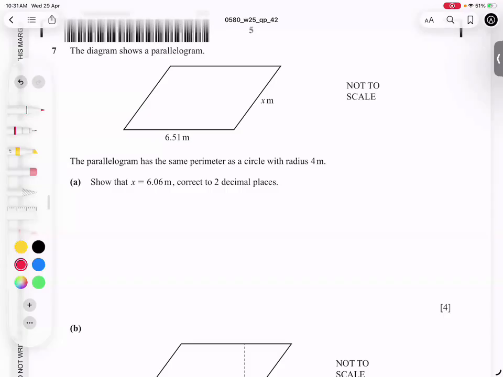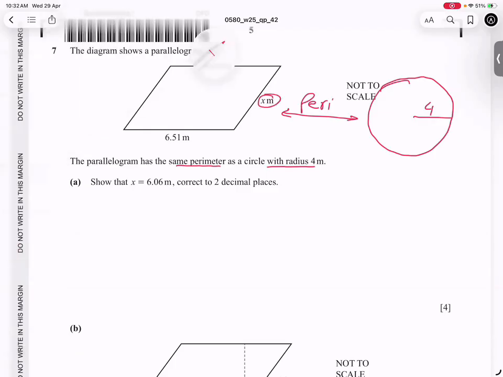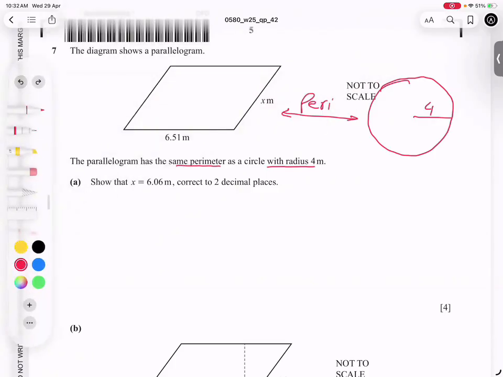Question number 7, students. We have a parallelogram that has the same perimeter as a circle with radius 4. It means I have a circle of radius 4, and so both perimeters are equal to each other. So what is the perimeter of the parallelogram? Because this is x, this is also x. This is 6.51, this is 6.51. So just like a rectangle. So what is the rectangle perimeter? We just add 2 lengths plus 2 widths, or 2 times length plus width, same thing. And what is the circumference or perimeter of a circle? 2 pi r.